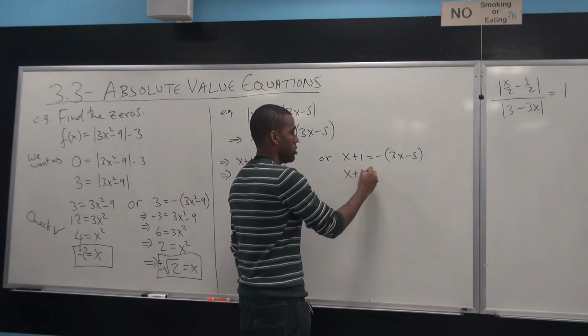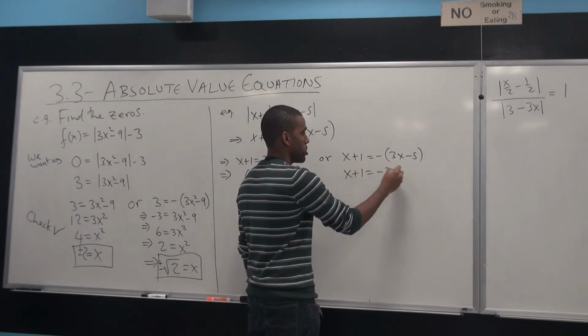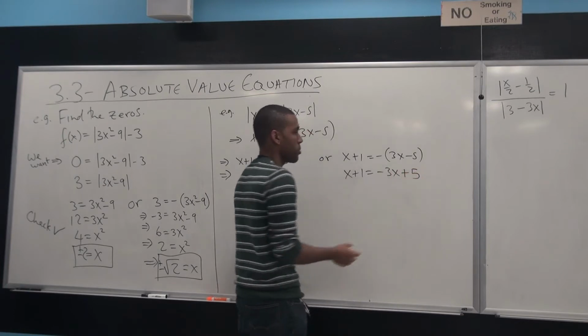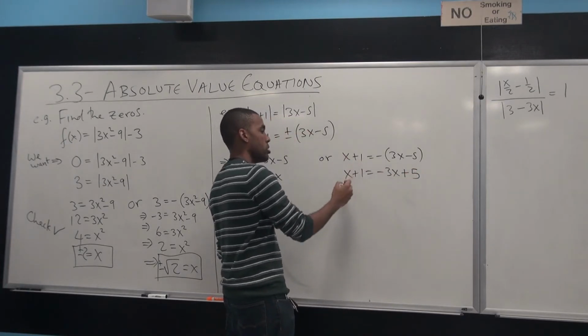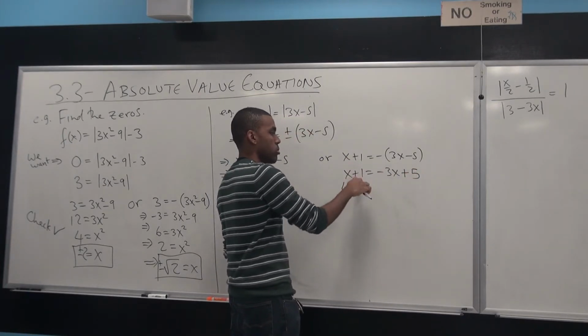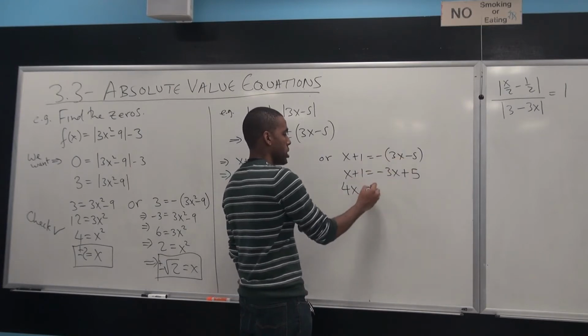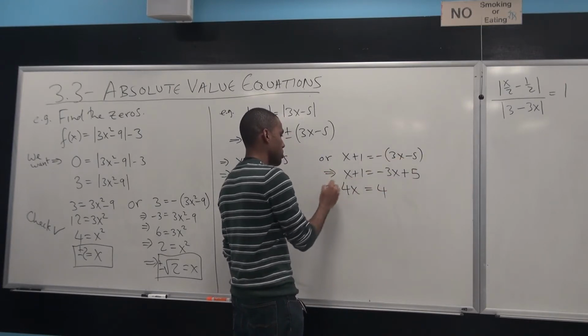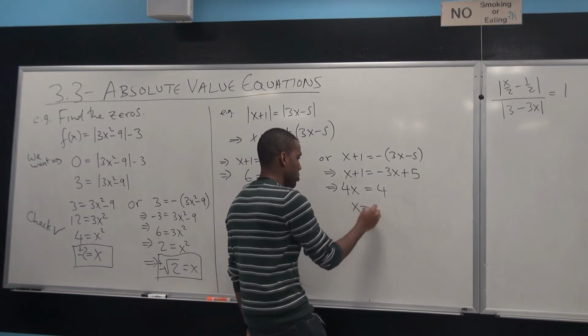Here, I would distribute the negative sign. This is minus 3x plus 5. Can bring the minus 3x over here. That will give me 4x equals 4. Move the plus 1 over there. I would get 4x equals 4. So x equals 1.